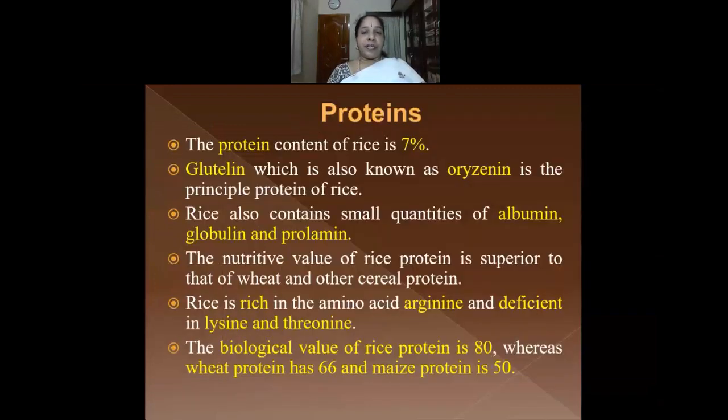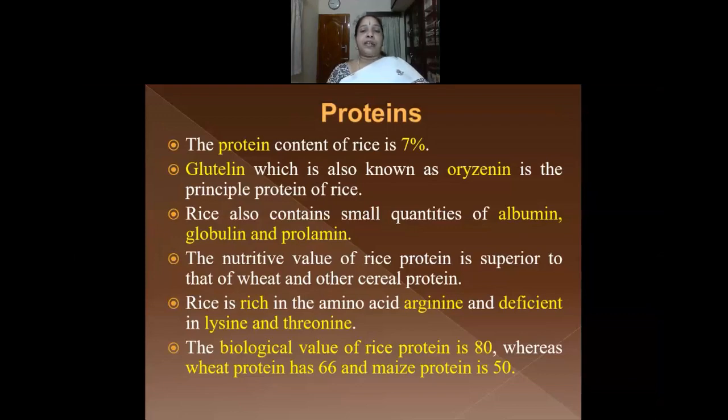Protein is also present in rice. The protein content of rice is 7%. Majority is the starch. But however, 7% of protein is present in rice. Glutelin, which is known as oryzenin, is the principal protein of rice. So when I ask you the botanical name of rice, you would say that it is Oryza sativa, and the protein present in the rice is called as oryzenin.